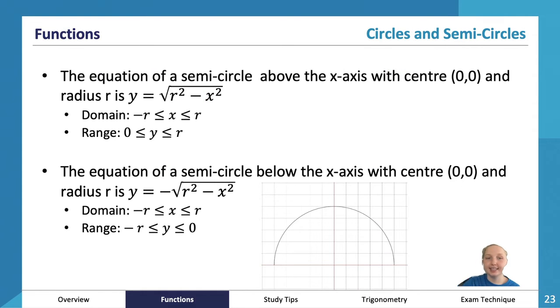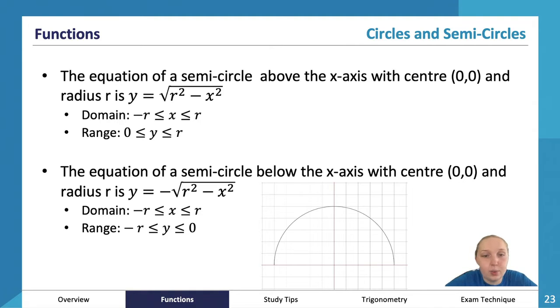So then this is looking at semicircles. So the equation of a semicircle that's above the x-axis with center 0, 0 and radius r is going to be equal to y equals the square root of r squared minus x squared. So that will have domain negative r to r and range between 0 and r. So that's when we have the center 0, 0 as well, so keep that in mind.